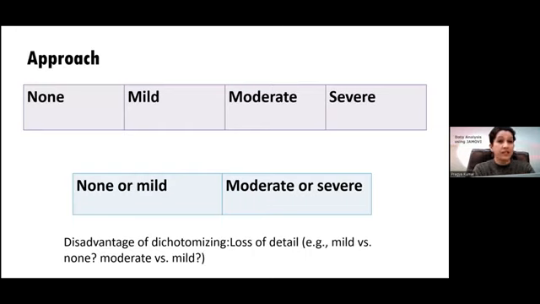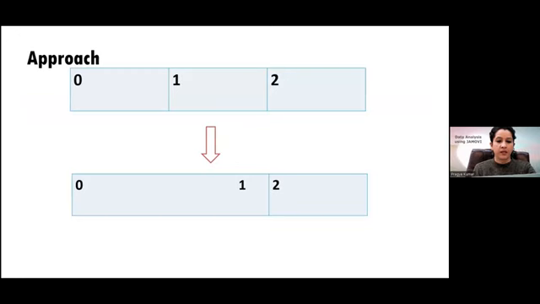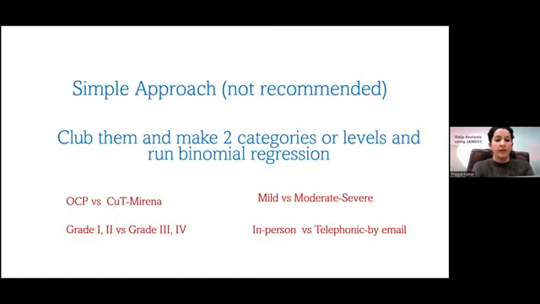But what is the disadvantage of doing the dichotomization? If you do such dichotomization, what is the disadvantage? Yes, so basically you will be losing the detail, because initially you had 4 categories. If you merge them, you will not be able to know the value of each category separately, the odds ratio. That's why generally it is not recommended to club categories when you perform modeling or logistic regression. So we have just seen that this is not recommended.